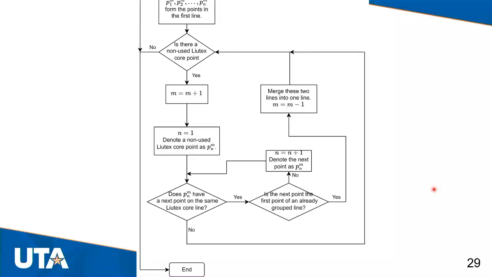And there may be a possibility that the second line is linked to the first line, because the gradient has direction. It's possible that the second point is linked to the first point, the second line linked to the first line. Then we combine these two lines together as one line. So that's this process, and we keep doing it until all points have been classified into one line. Then we finish the group process.